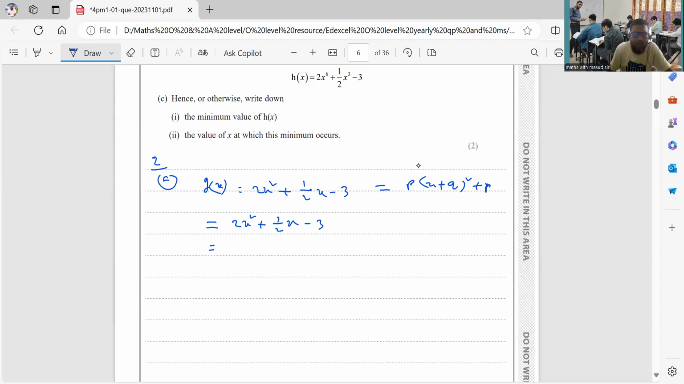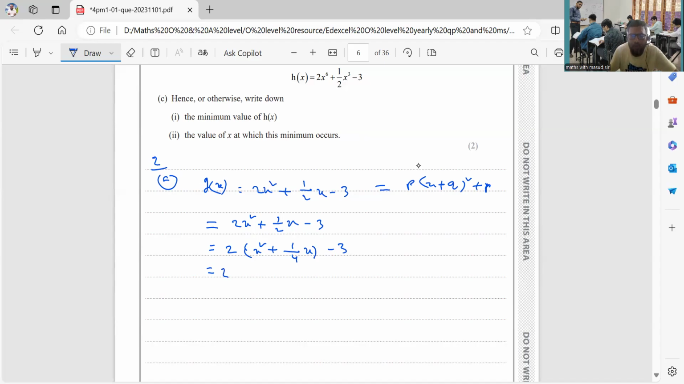The x squared coefficient is 2. So first you have to take 2 common. If you take 2 common, it will be x squared plus 1 by 2 divided by 2. In the calculator, 1 by 2 and then divide by 2, you will get 1 by 4. So it is 1 by 4. And minus 3, write separately. Okay, now x squared plus 1 by 4 x.